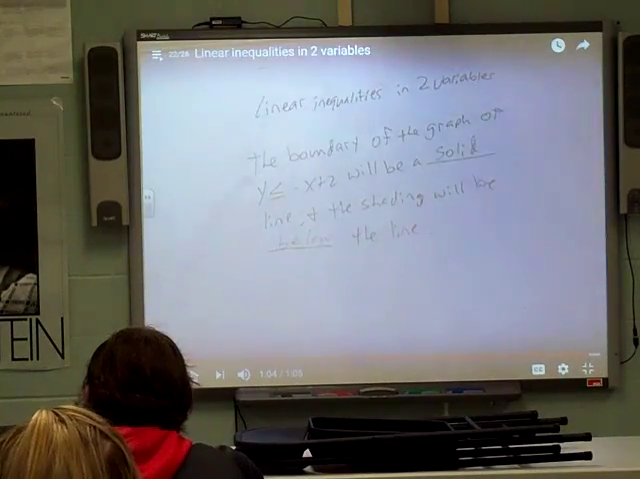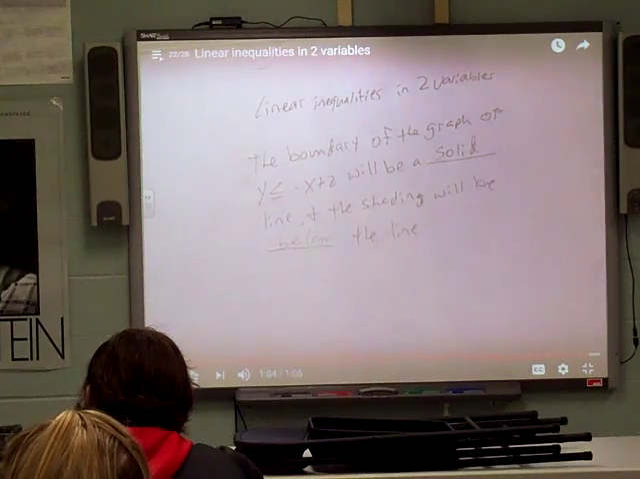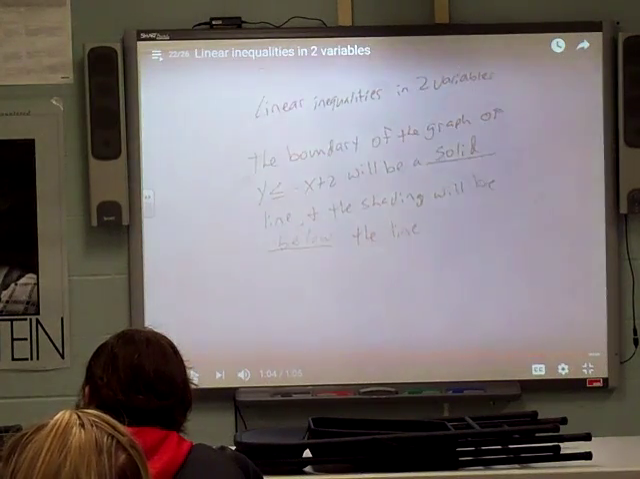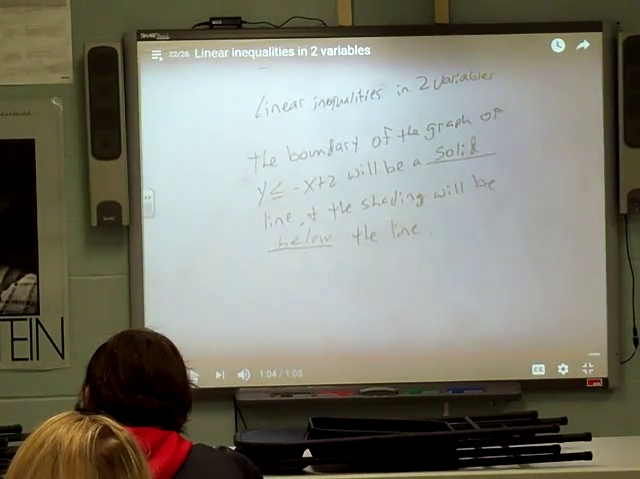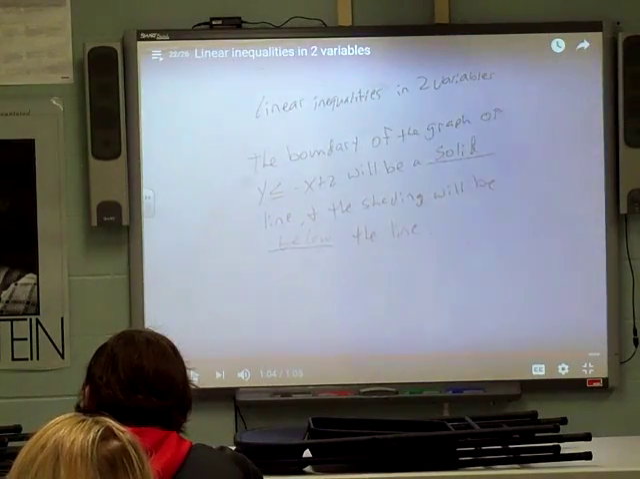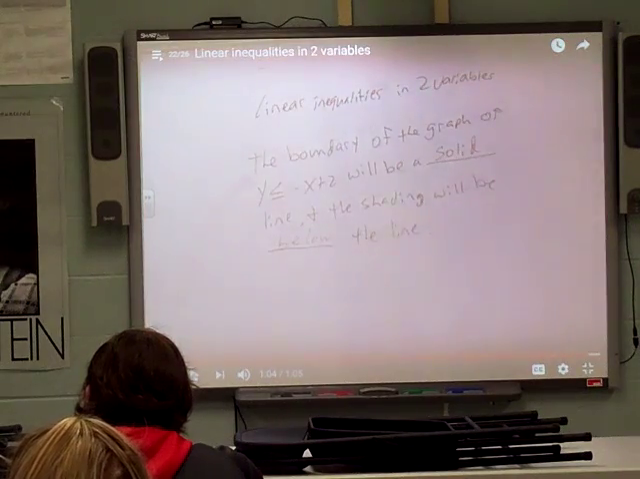So you can test 0, 0 on that. So I would say 0 is less than or equal to 0 plus 2. Yes, 0 is less than or equal to 2. So that's part of the solution. So that gets shaded. So it is still below the line on that.